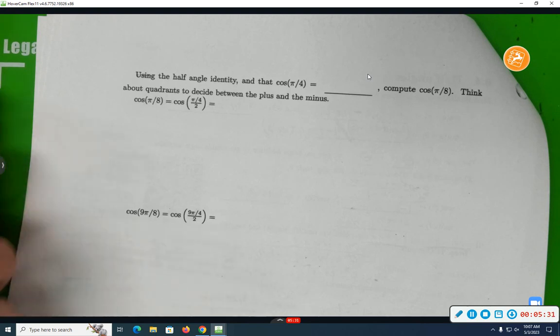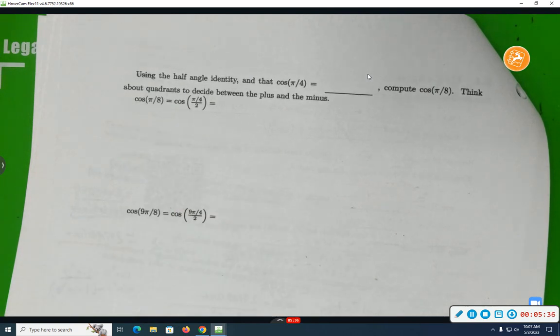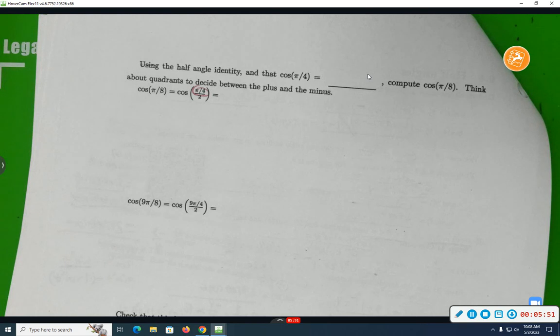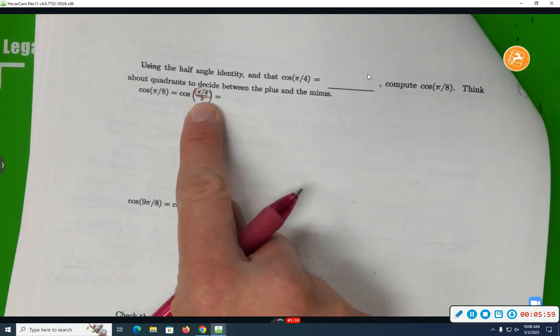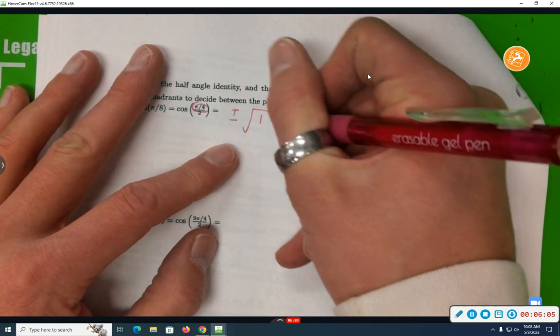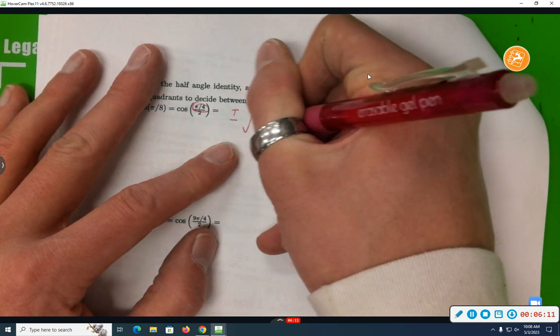Nice. Let's do it. So if I want to compute the cosine of pi over 8, is pi over 8 half of an angle that we understand? What would you want to divide by 2 to get pi over 8? Pi over 4. So let's use the half-angle identity, with that as A. Doesn't matter what you call the variable. So this will be plus or minus the square root of 1 plus the cosine of pi over 4, close parentheses, over 2.